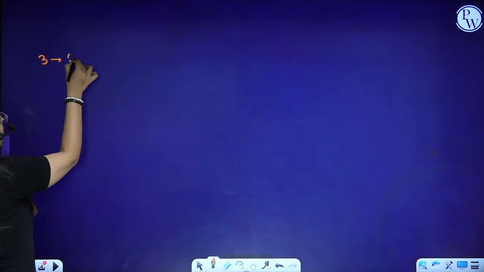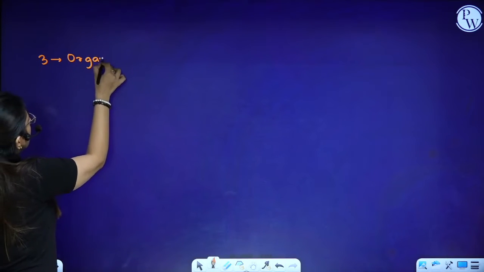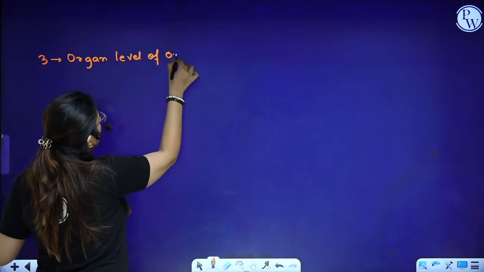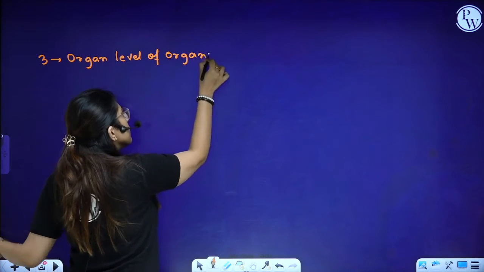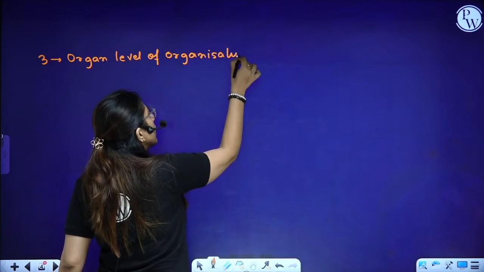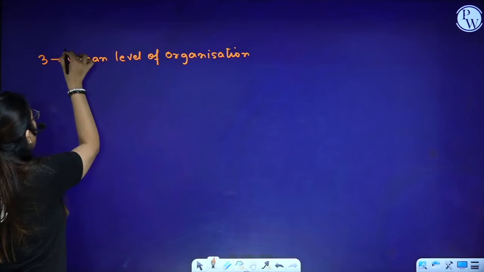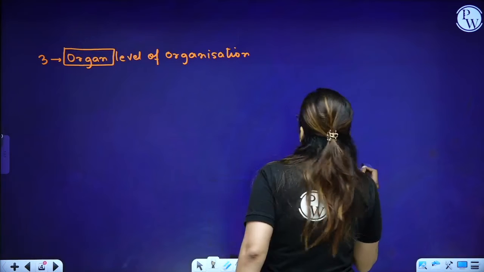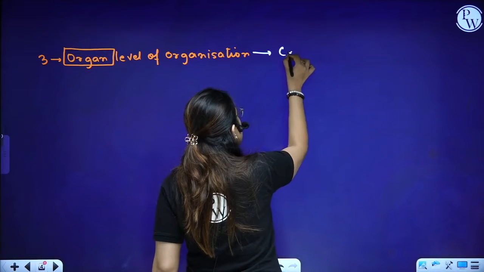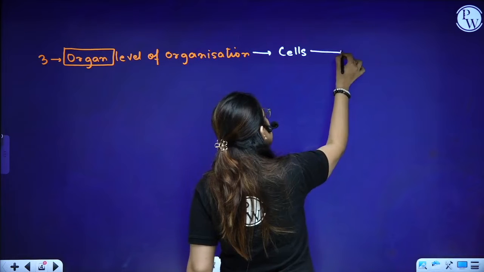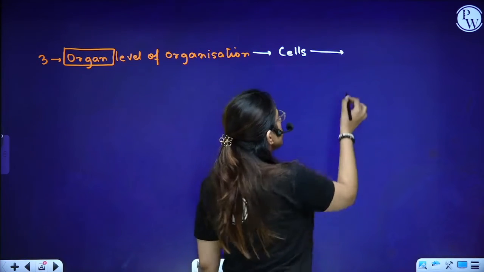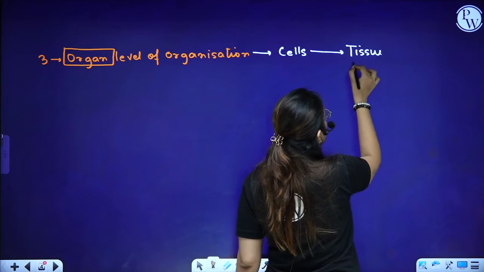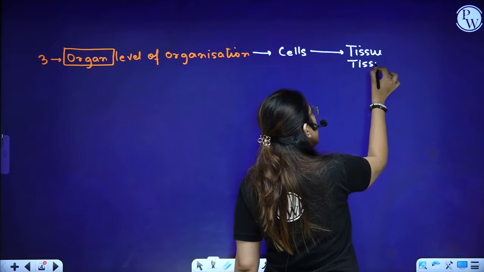Third we have is organ level of organization. Now remember this word. Here we are saying organ. So organ, buddies, that means we have cells. Different cells combined together form tissue. Different tissues combine together.